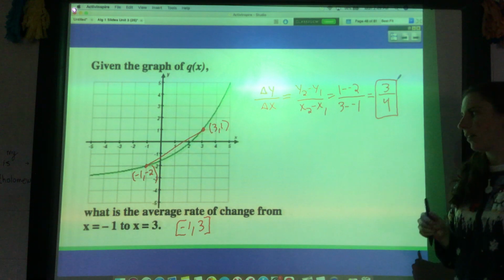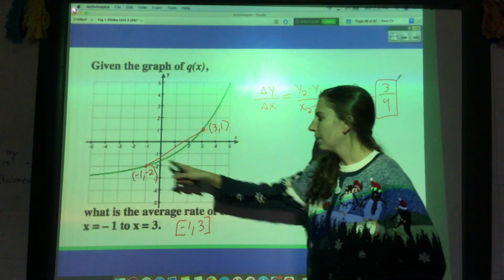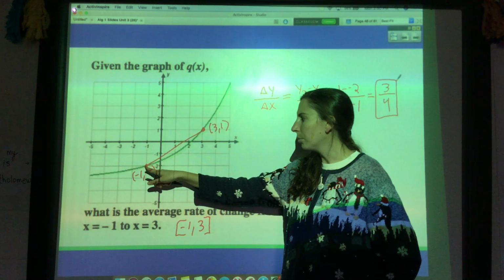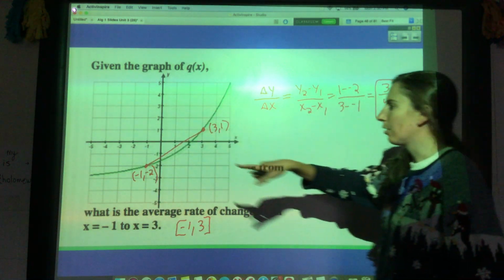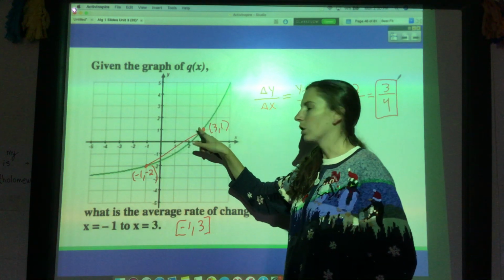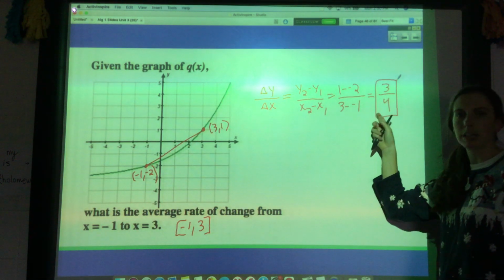You'll see that on the graph if you just count. To get from here to here, I go up 1, 2, 3. That's my rise. And I run 1, 2, 3, 4. That's my change in x. I run.